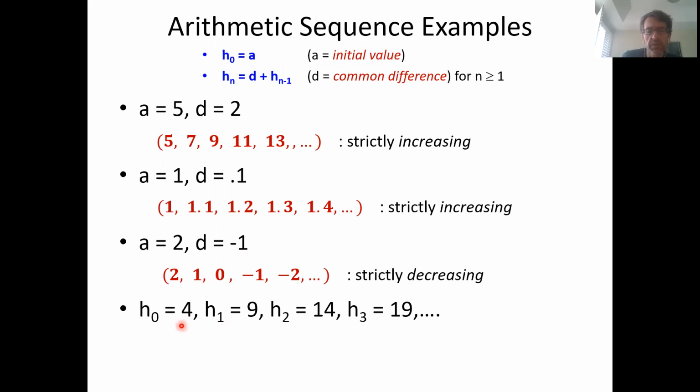Let's say you're given some number and some sequence, and let's see if this is arithmetic. Well, what do you have to do to test? Let's say that this is the previous one plus something. So what's that something? Well, it's the difference. That's 5. Is it the same difference now between h2 and h1? 9 and 14? Yes, it's also 5. What about 19 and 14? Yes, it's also 5. To test whether a sequence is an arithmetic one, just take differences of consecutive entries, and see if all these differences are the same.